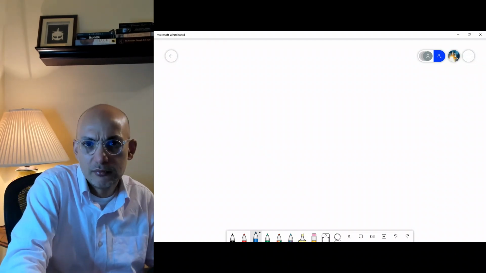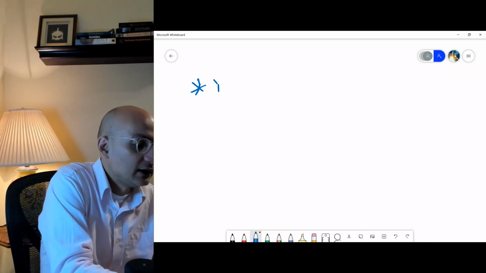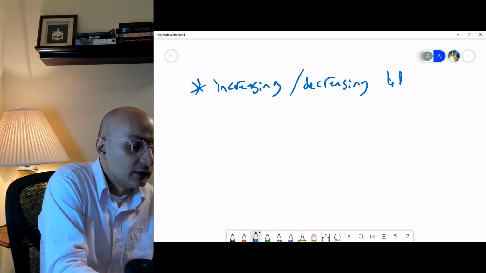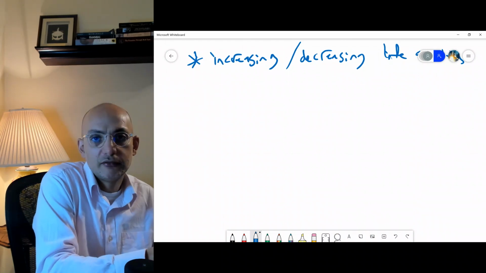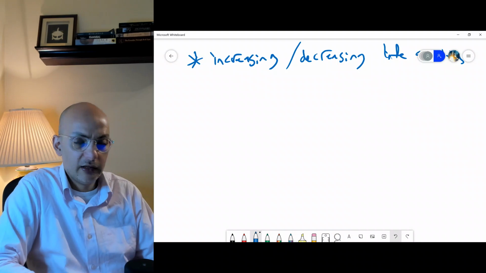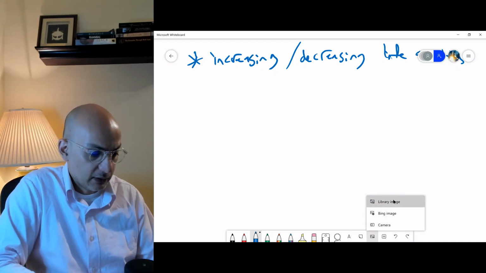I also add extra in the problem set. But now let's look at another concept here: increasing or decreasing life annuity. Nothing new. We use I for increasing, D for decreasing. But let's take one example, easier than looking at concepts. Let's take one example quickly.